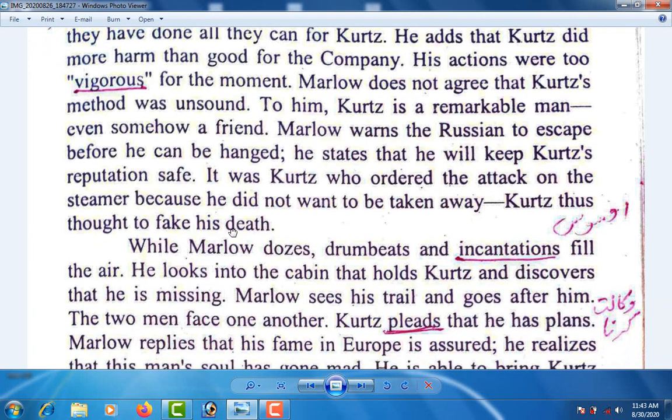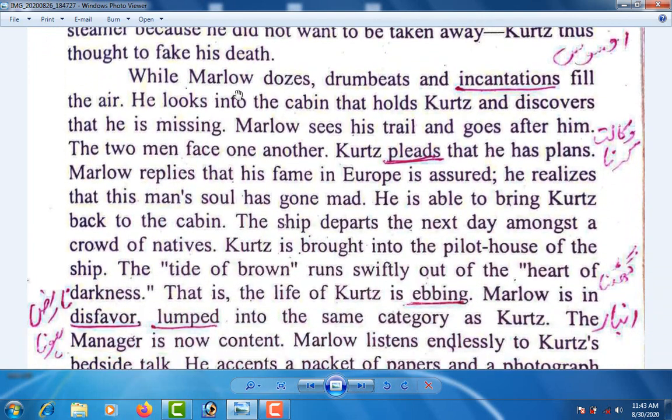While Marlow dozes, drum beats and incantations fill the air. He looks into the cabin that holds Kurtz and discovers that he is missing. Marlow sees his trail and goes after him. The two men face one another. Kurtz pleads that he has plans. Marlow replies that his fame in Europe is assured. He realizes that this man's soul has gone mad. He is able to bring Kurtz back to the cabin.